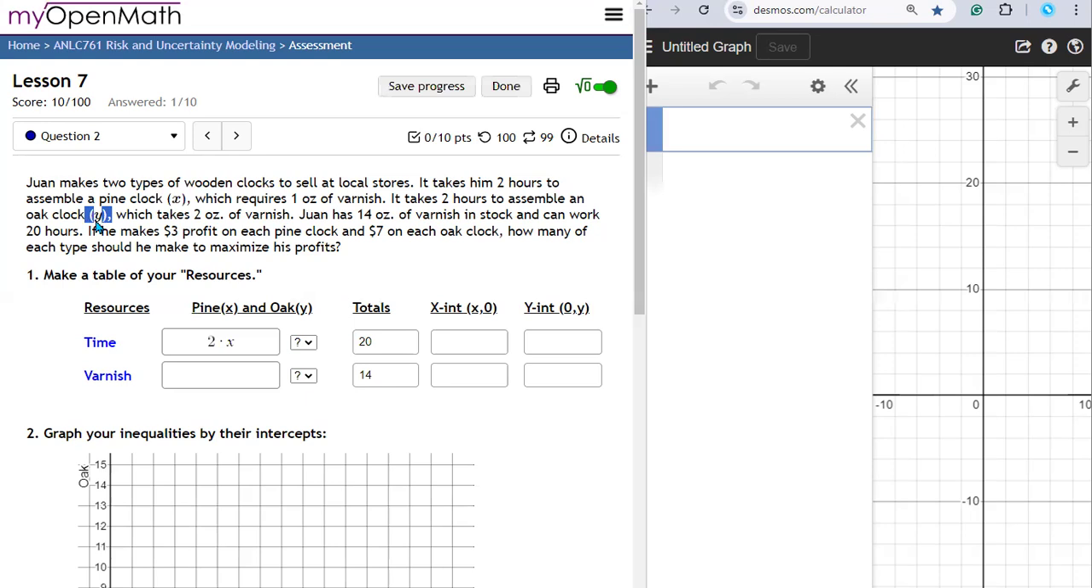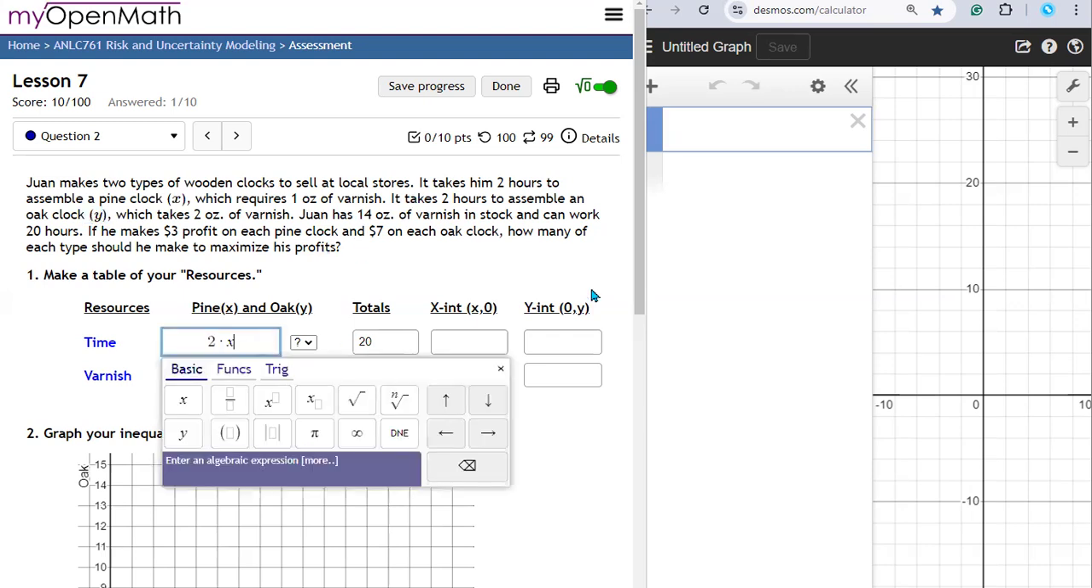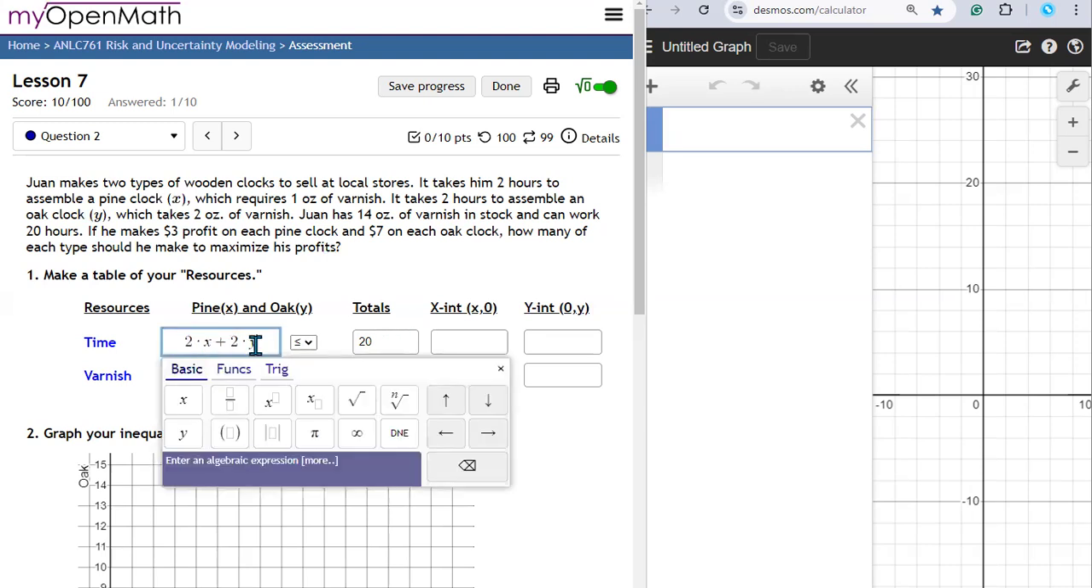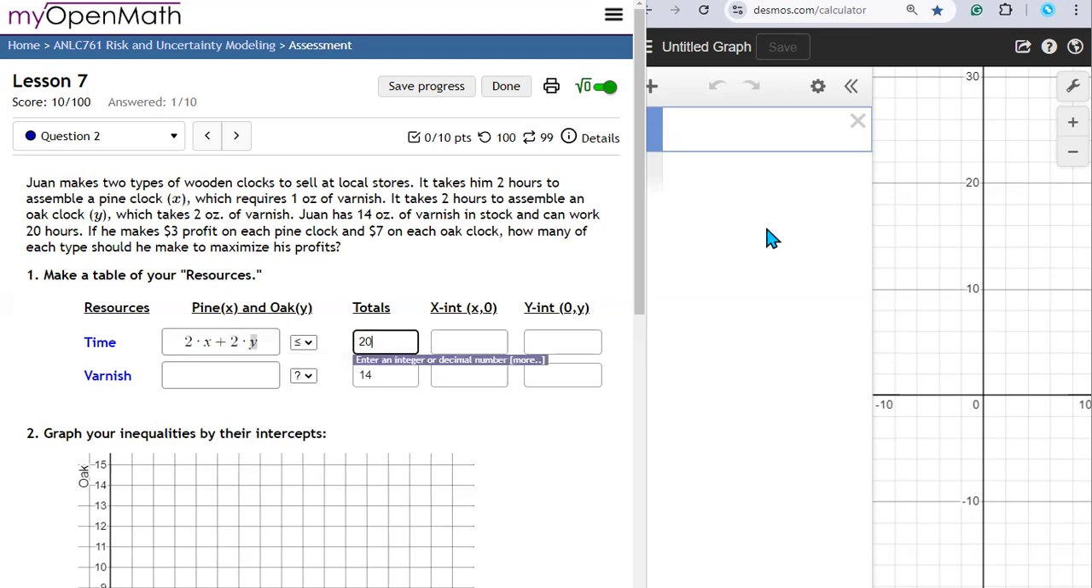If he makes 1 oak clock, that'll take him 2 hours. If he makes 2 oak clocks, that'll take him 4 hours. If he makes 10, that'll take him 20 hours. If he makes Y oak clocks, that'll be 2 times Y. So we're going to add 2x plus 2 times Y. He can work up to and including 20 hours a week on pine clocks and oak clocks.